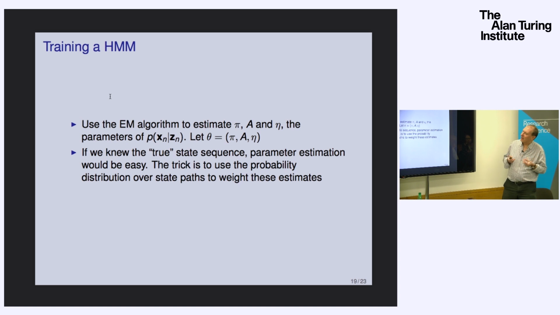But as we don't have the underlying Z sequence, what we do is use our current estimates of the parameters to infer those Zs, then update the parameters on the basis of those Zs, and then iterate that round. Under general conditions, this will converge to at least an optimum of the likelihood. Maybe not the global optimum, maybe not the one we want, but certainly an optimum.